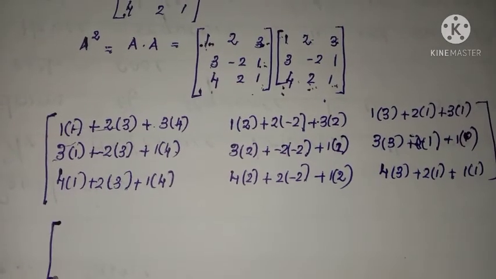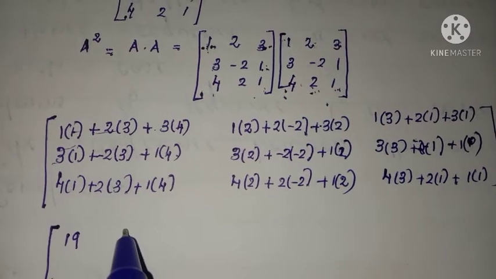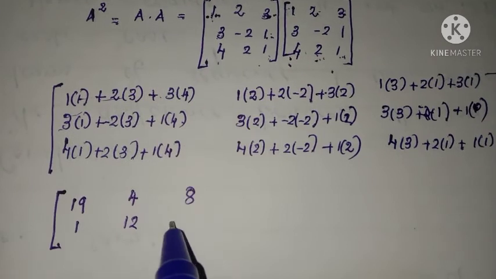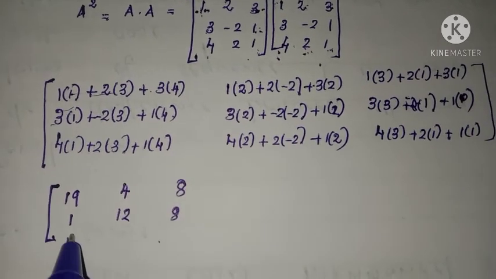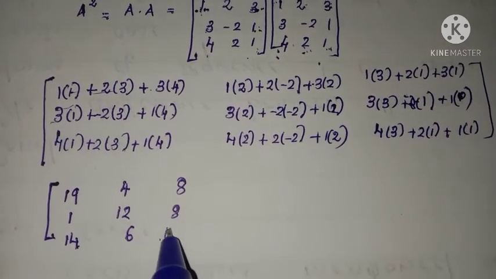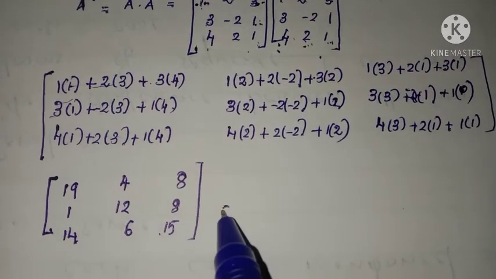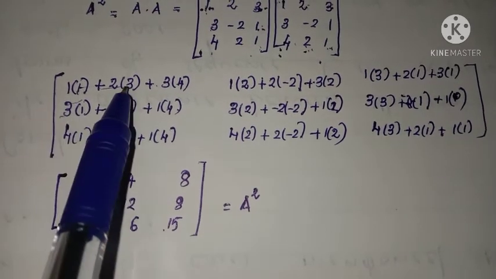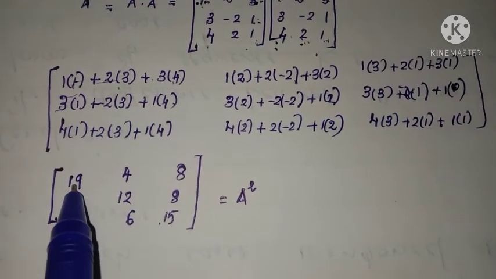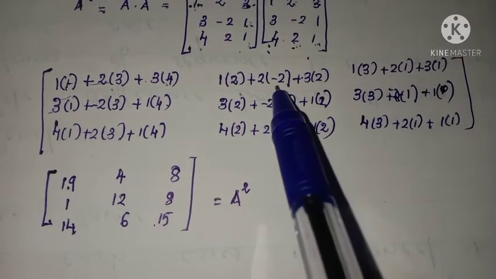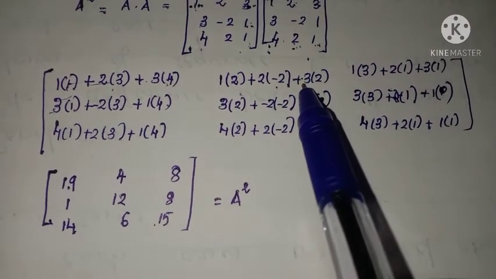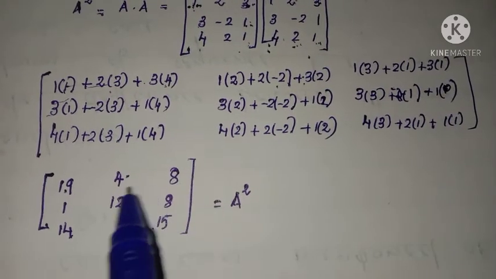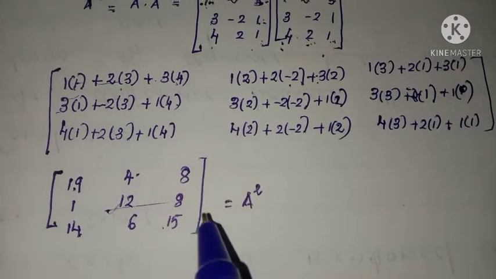We get the matrix as [19, 4, 8; 1, 12, 8; 14, 6, 15]. So this is our matrix A square. Listen, 1 plus 6 plus 12 is 19. 2 minus 4 plus 6 is 4. Similarly, we can compute all these entries and we get the matrix A square.